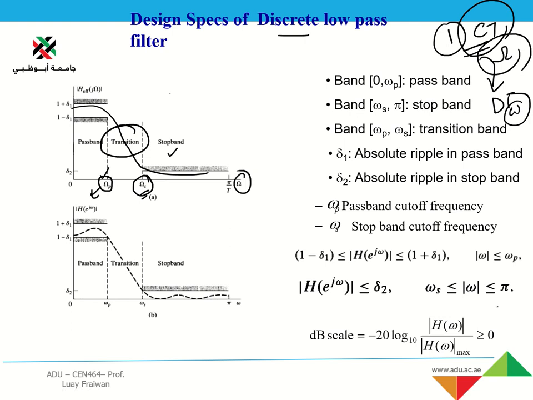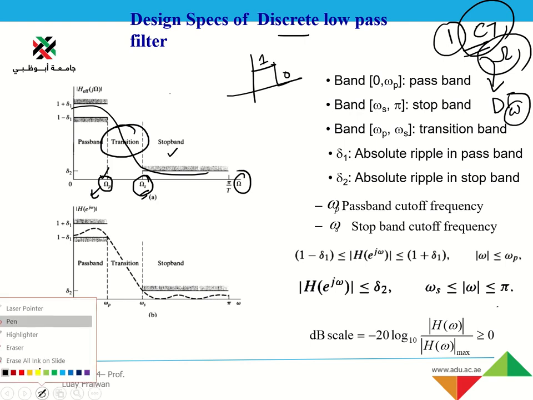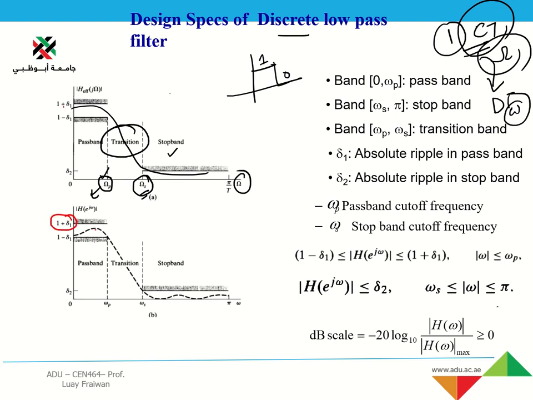If you talk about the magnitude, an ideal filter has 1 here and then it becomes 0. But in real time there will be some fluctuation. The top value we write as 1 plus sigma 1 and 1 minus sigma 1. This is the sigma 1 range, which is the ripple or fluctuation in the pass band. Similarly, we could have fluctuation in the stop band, and this is written as sigma 2.